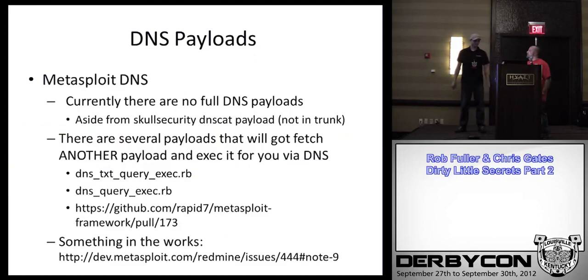Currently, there are no full DNS payloads in Metasploit, aside from the DNScat payload, which is not in trunk. There are a couple payloads that will actually go over DNS and fetch you another payload. They're listed there, which is handy from a C2 standpoint, if I want to be persistent and you can figure out a way to make it pull that in at startup, that's useful. So those two work pretty good for grabbing a payload.